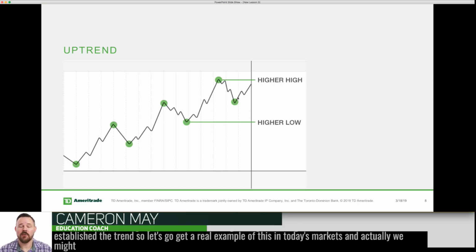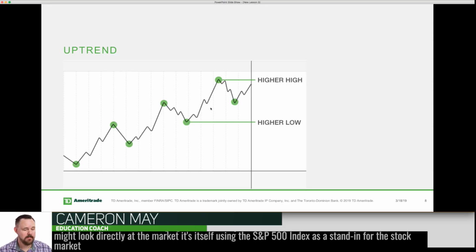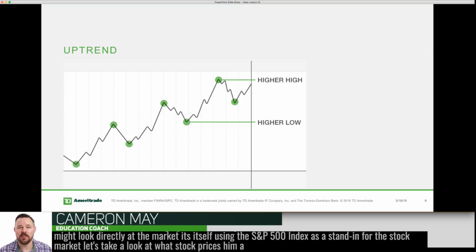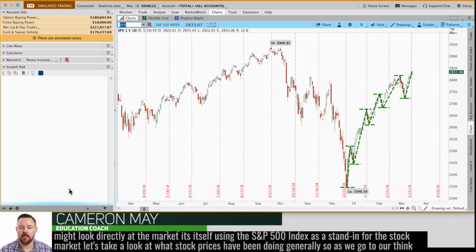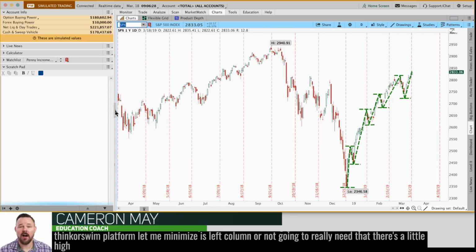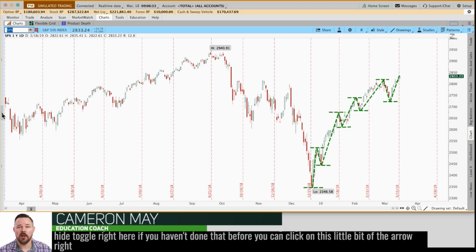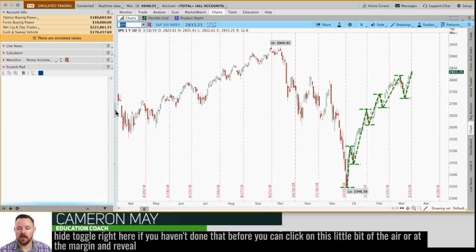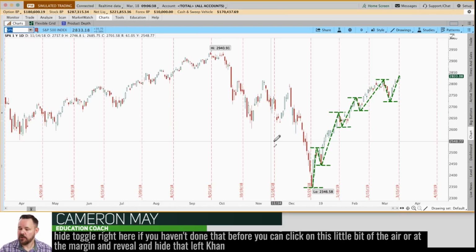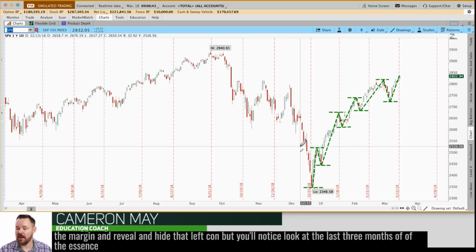And actually, we might look directly at the market itself using the S&P 500 index as a stand-in for the stock market. Let's take a look at what stock prices have been doing generally. So as we go to our Thinkorswim platform, let me minimize this left column where we're not going to really need that. There's a little hide toggle right here. If you haven't done that before, you can click on this little arrow right at the margin and reveal and hide that left column. But you'll notice, look at the last 3 months of the S&P 500 behavior.